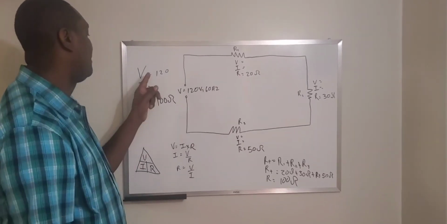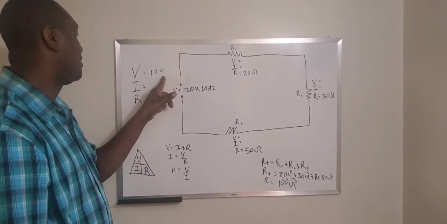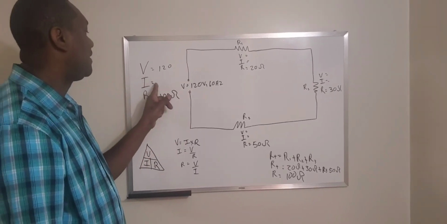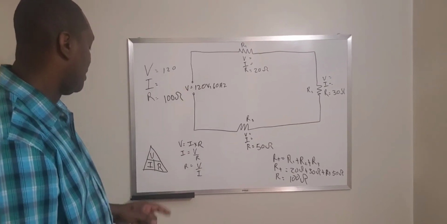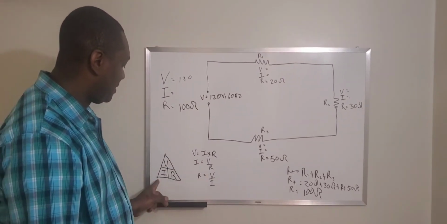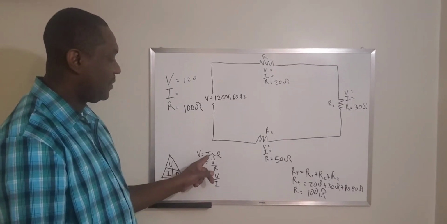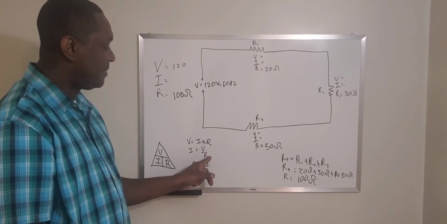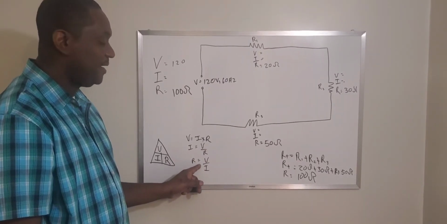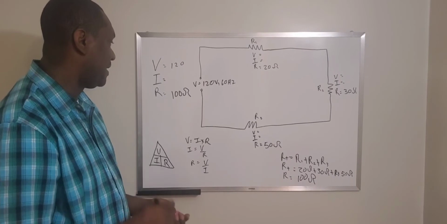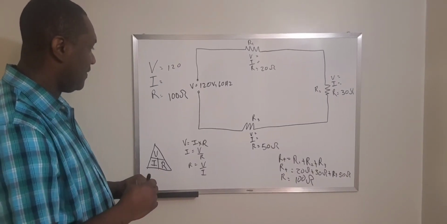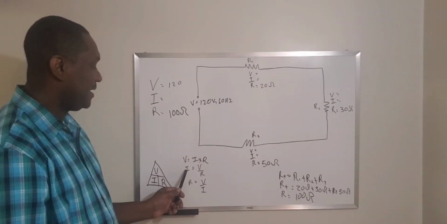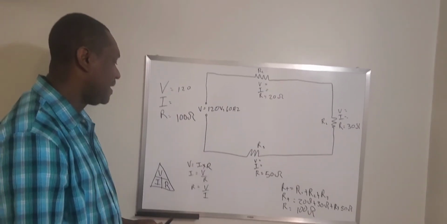And if we have the voltage through the circuit and the total resistance through the circuit, we can get the current going through the circuit. Remember my formula from a previous video: V equals I multiplied by R, I equals V divided by R, and R equals V divided by I. So we're going to use the formula. We have V and we have R, so we need I. So I equals V divided by R.